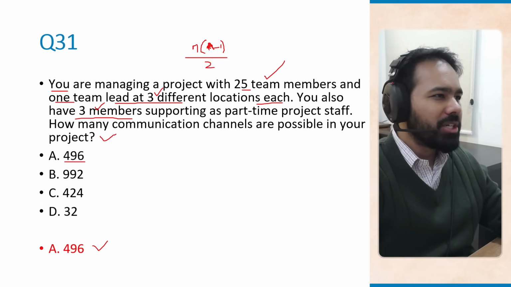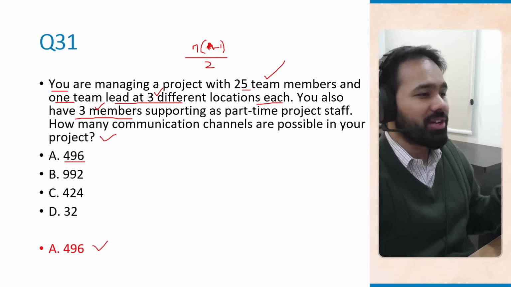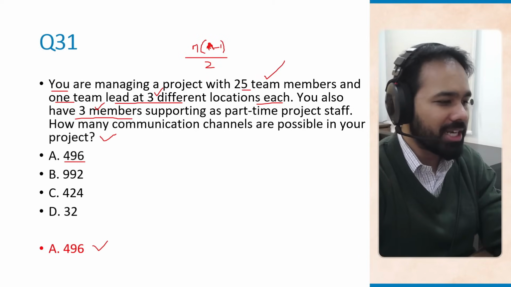So all that you need to know to solve this question is the formula for communication channels, and also make sure that you are looking into catches like these, right? There was a catch here. It said you are the project manager, so you should be counting yourself too. So the correct answer is 496.